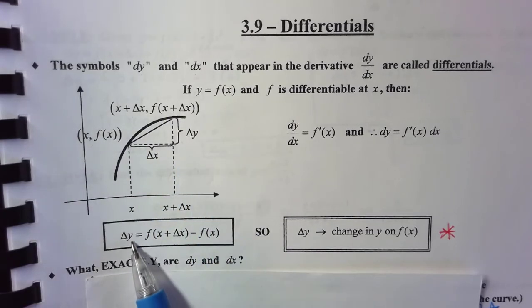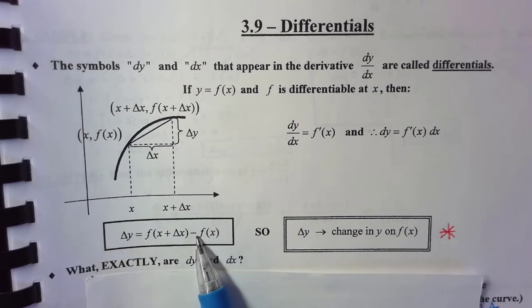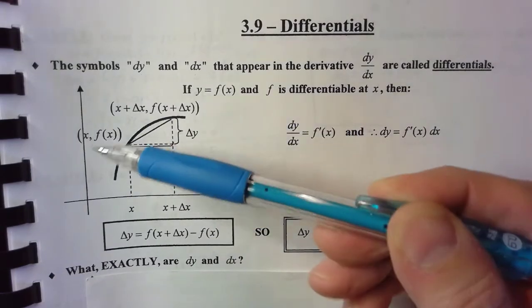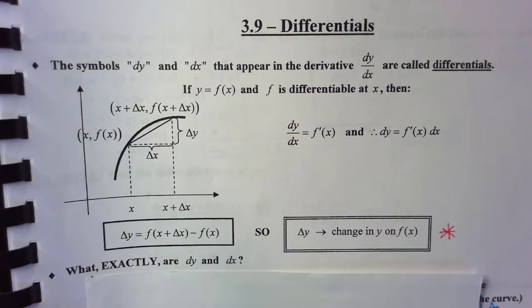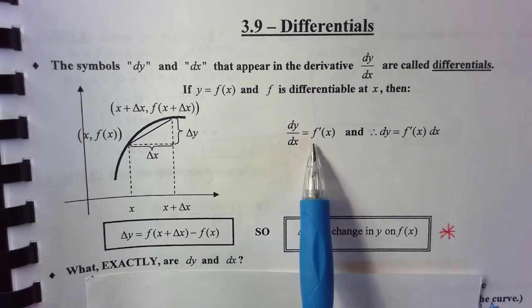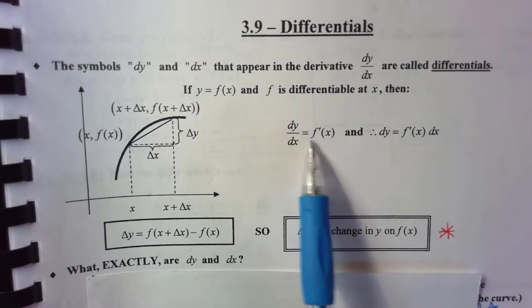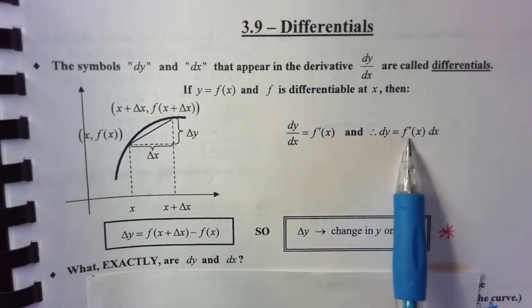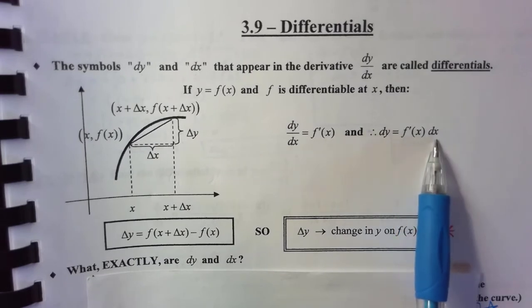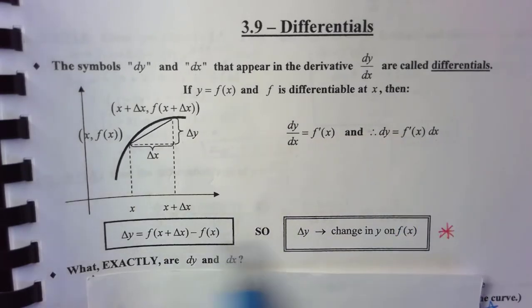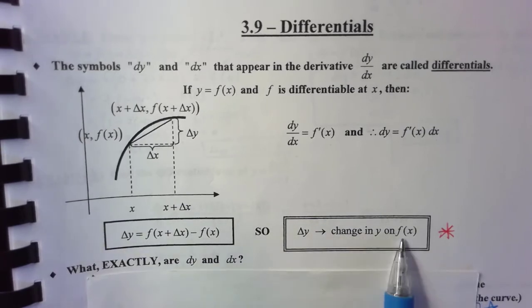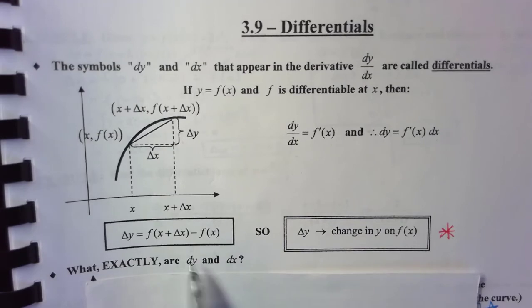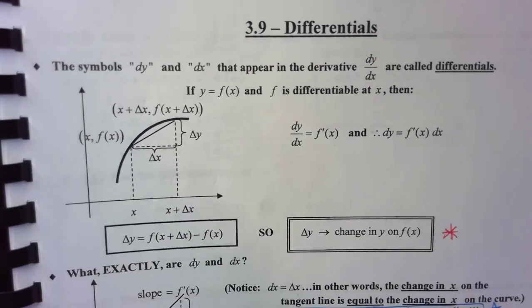So my change in y, delta y, is f at x plus delta x minus f at x. That makes sense. This y coordinate minus that y coordinate. Now dy/dx we know is f prime of x, but dy could be written as f prime of x dx. So what do I know about these things? We know that delta y is my change in y on f of x. So what are dy and dx?